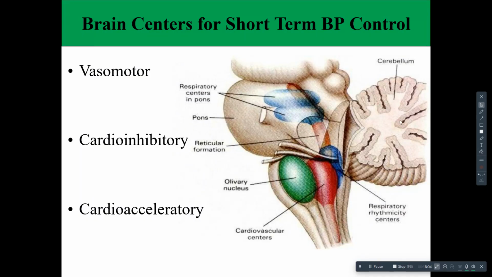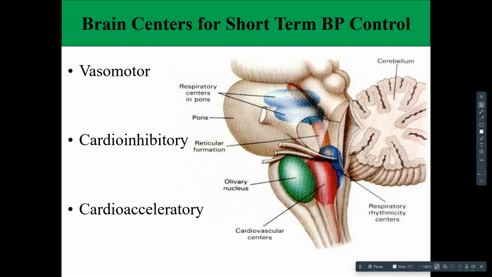All right, this is great. Let's now pivot to controlling blood pressure. Short-term blood pressure control. Like the kind of control you need when you get up from a lying down position. When you get up from a lying down position, blood is going to be pulled down by gravity. Pressure in your head starts to drop. We need to fix that.